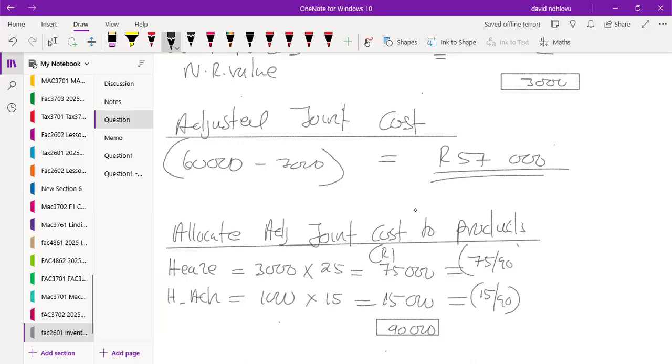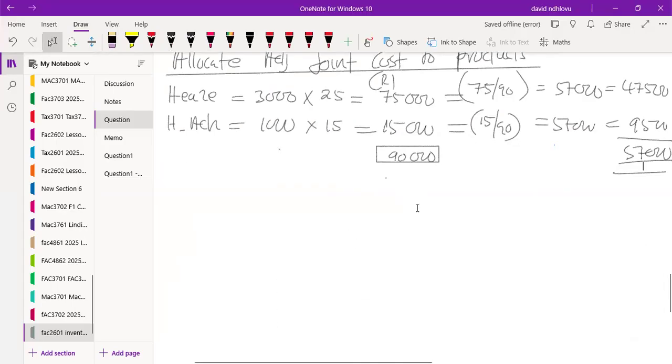Then we use that now to allocate the 57,000, which is the remaining amount. So if we say 75 divided by 90 times 57,000, we are going to get 47,500. 15 divided by 90 times 57,000, we are going to get 9,500. So we have effectively been able to allocate the 57,000.